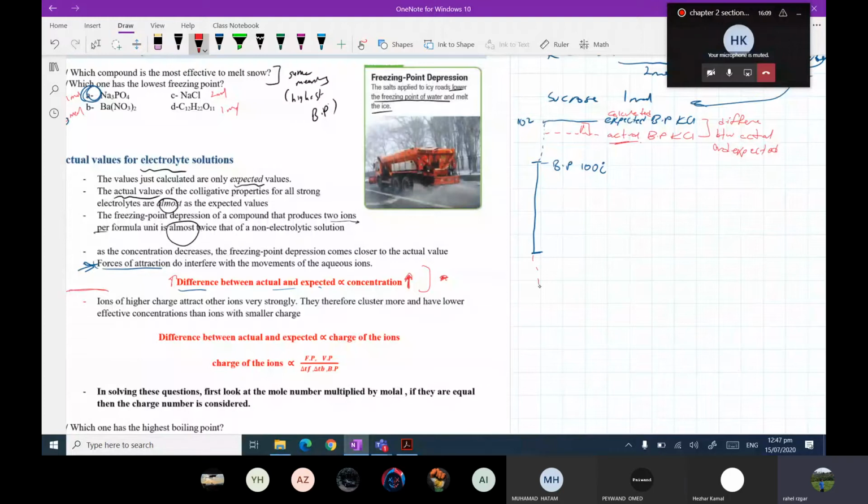Freezing point, it will be like this. So this is freezing point, this is expected. This is 0 Celsius, this is expected freezing point, this is actual, actual freezing point.